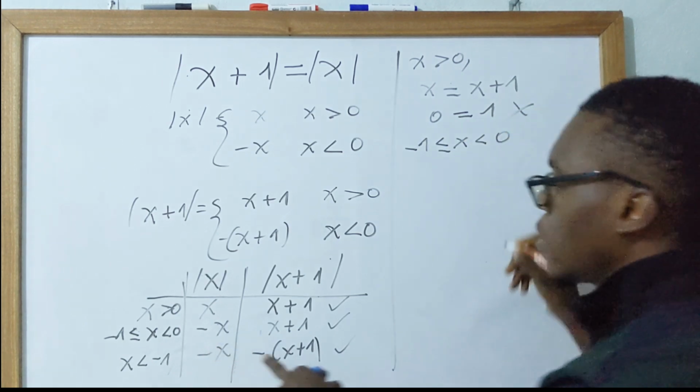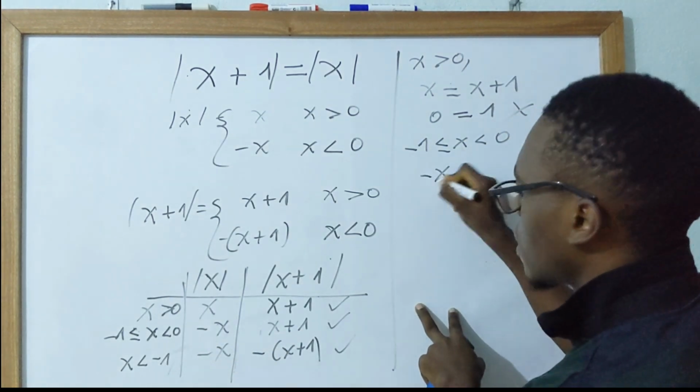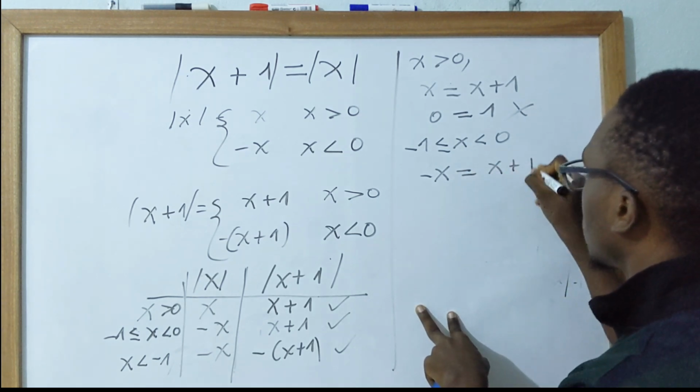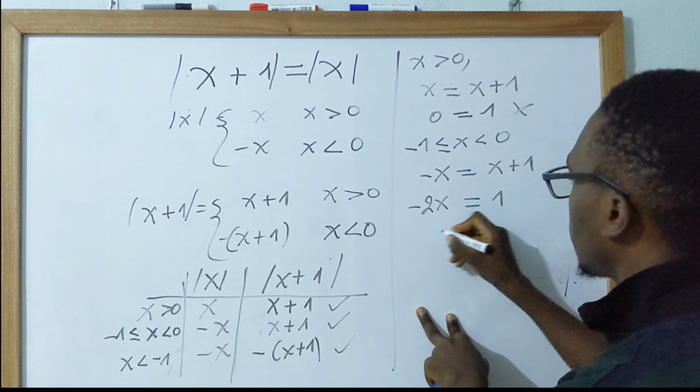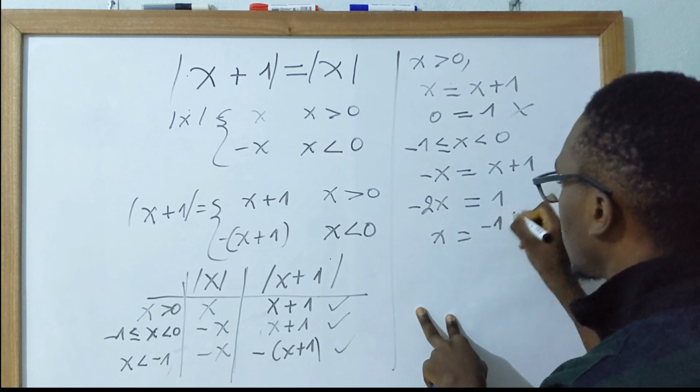In the second case, where negative 1 is less than or equal to x, which is less than 0, you are going to be having minus x is equal to x plus 1. And you are going to have minus 2x is equal to 1. Therefore, x is equal to minus half.